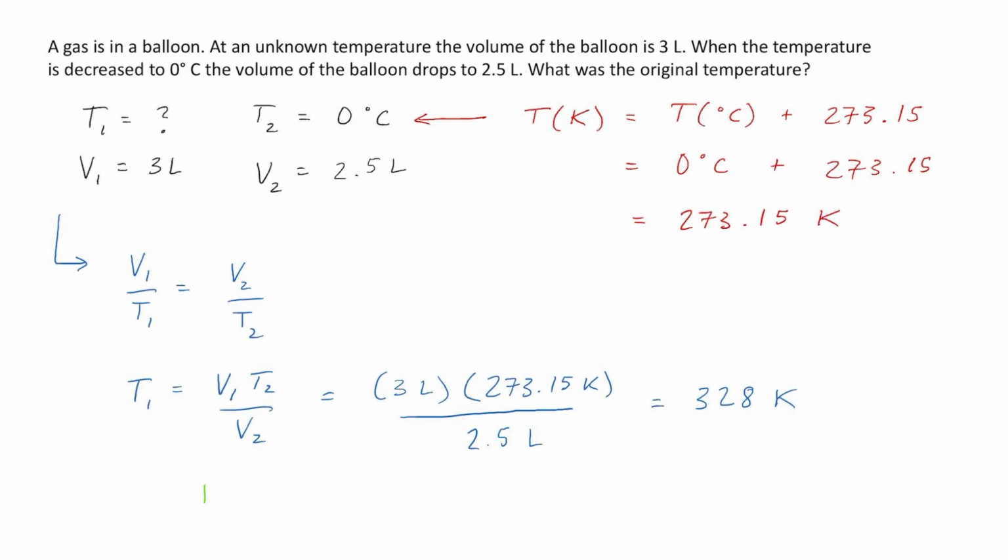And what we find is that the original temperature was 328 kelvins. And now I know it doesn't say to convert to degrees Celsius, but let's do it just for practice. All we need to do to convert from kelvins to degrees Celsius is take our temperature in kelvins and subtract 273.15. When we do that, we see that the original temperature was 55 degrees Celsius.